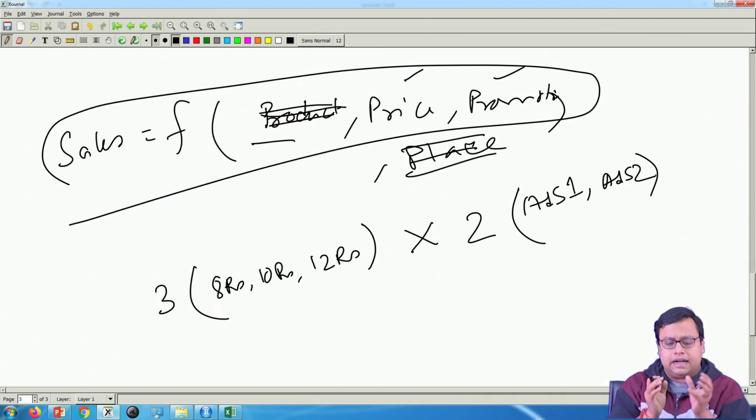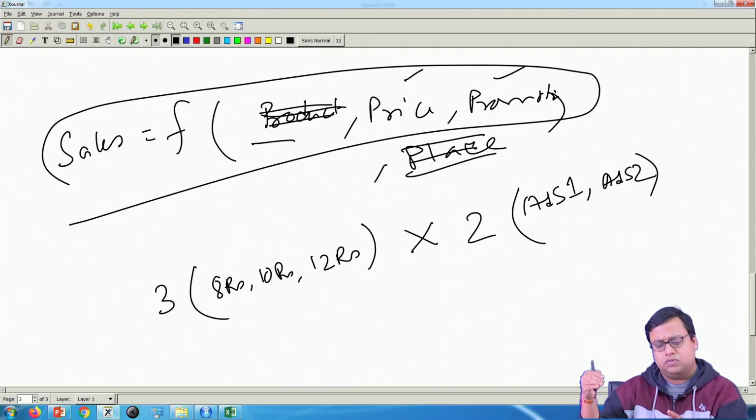Orthogonal means that there is no correlation between this price and this advertisement spend, that is number 1. And for each price, there are different kinds of advertisement spend. So, for 8 rupees, ad spend 1 and ad spend 2 are there; for 10 rupees, ad spend 1 and ad spend 2 are there; and for 12 rupees, ad spend 1 and ad spend 2 are there.